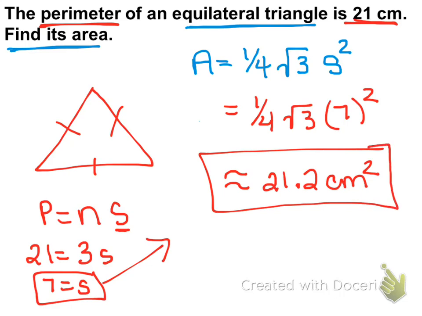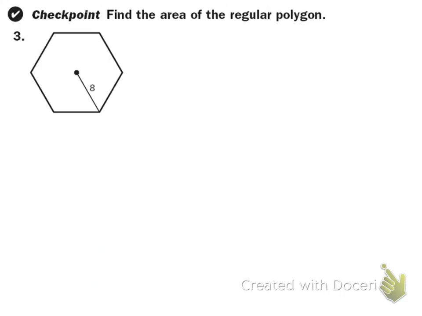Alright, let's move on to area of a regular polygon. In this checkpoint, we're asked to find the area of a regular polygon. Remember, to find the area of a regular polygon, area is equal to 1/2 times the apothem times the perimeter. Problem is they have not given us either one. They have not given us the apothem. They have not given us the perimeter.